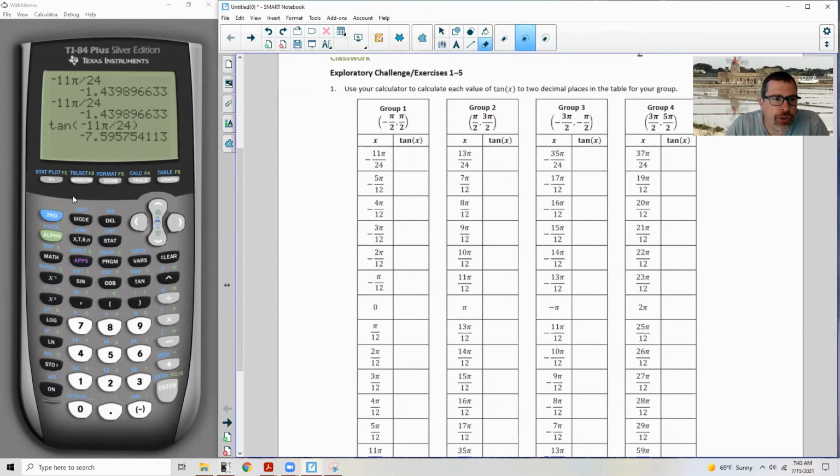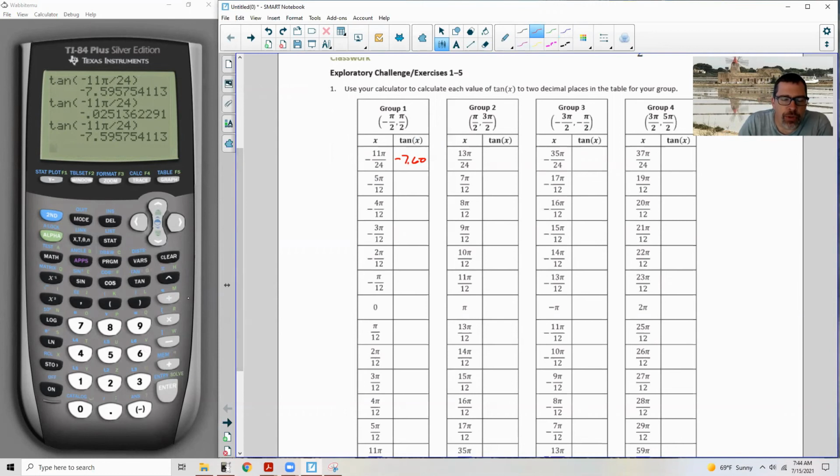Okay, now what I wanted to show was if I were in degrees, what value would I get? Okay, I get negative 0.025. All right, so just make sure you're in radians and that you get negative 7.59, which rounds to negative 7.60.